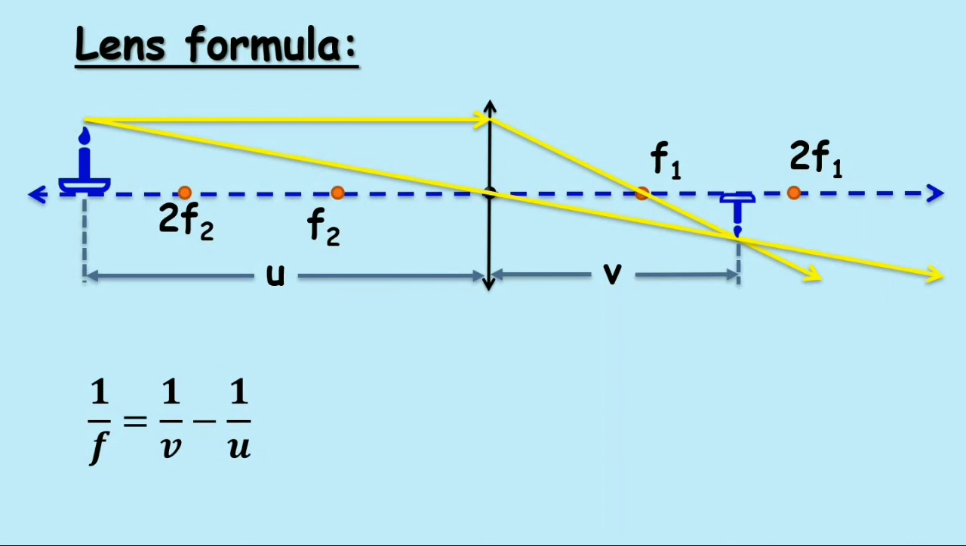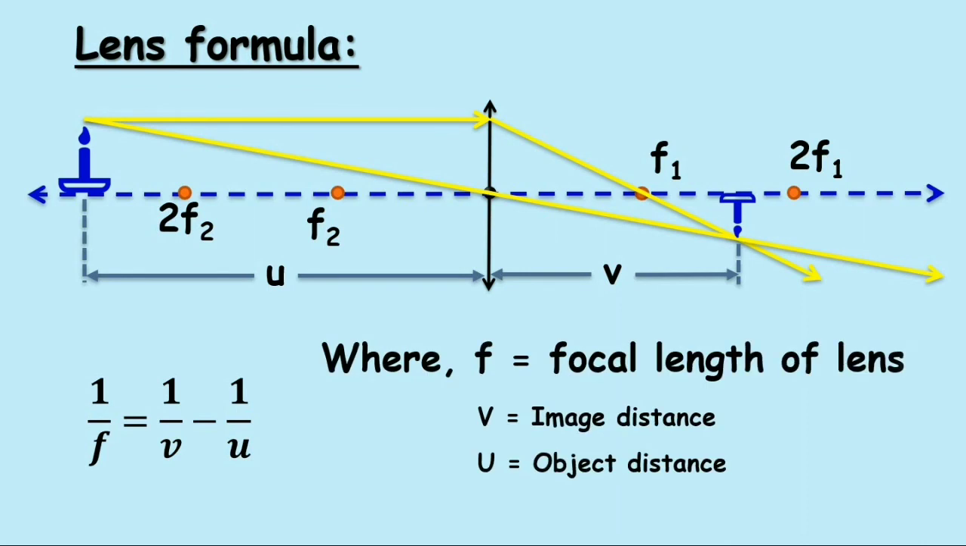Lens formula gives the relation between the focal length, image distance and object distance, that is, 1 by f equals 1 by v minus 1 by u, where f is the focal length of the lens, v is the image distance and u is the object distance. And while using the lens formula, we need to follow sign conventions.